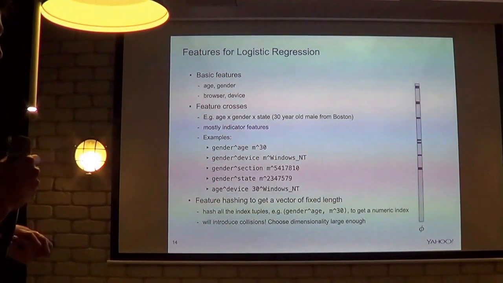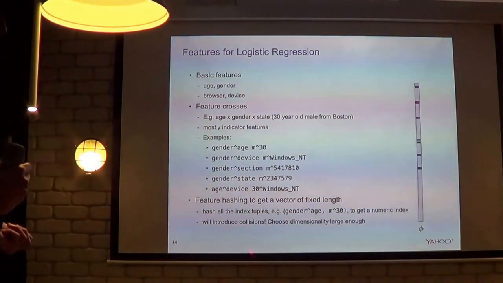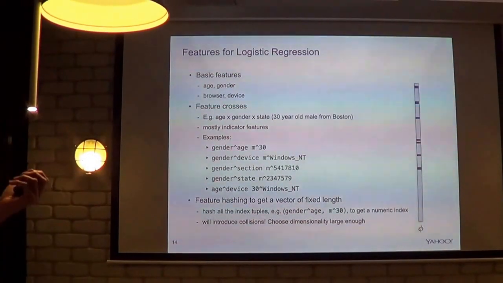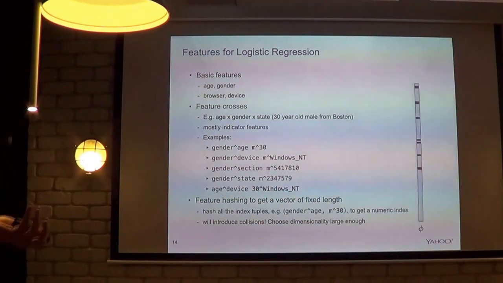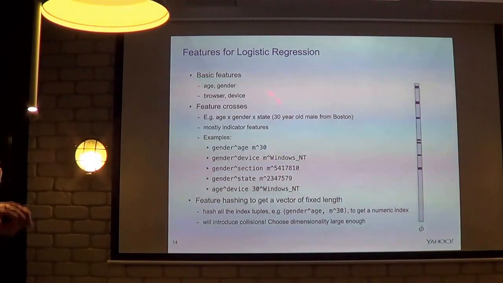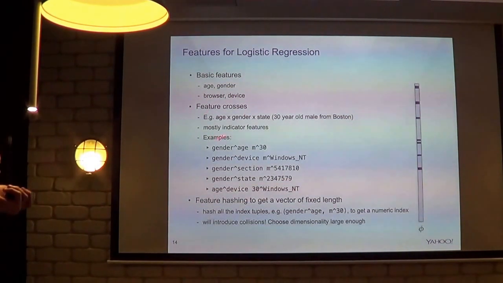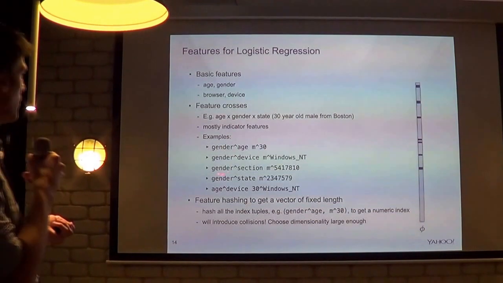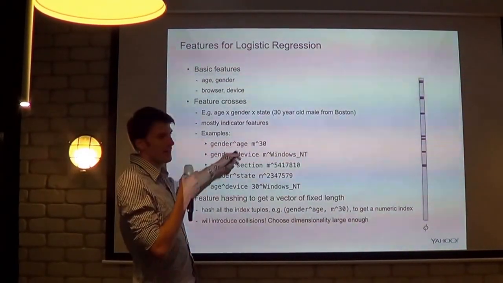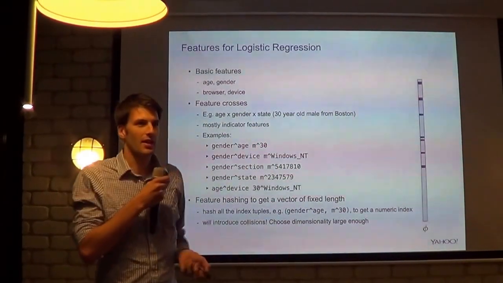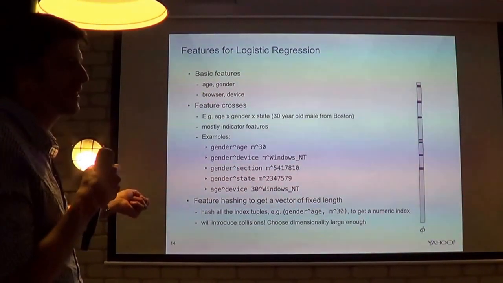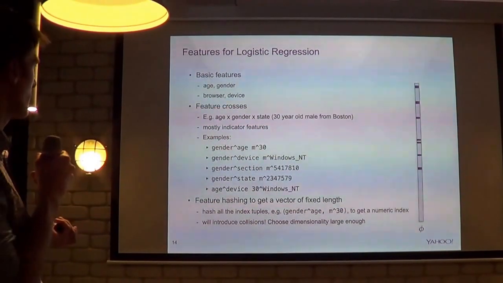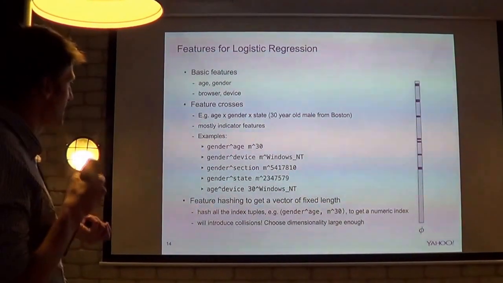Now, features for logistic regression, I'm not going to go into detail on what we do, but essentially you have one-hot encoding for age, gender, browser, device ID, anything that you actually have about the user, the context, the ad. What one usually has to do is build these crosses, the intersection of both. So here's an example. I have a feature of gender and age, so this would be male and 30. You would have gender and section, where section is a different display, a different context. Or a device, let's say Windows NT.